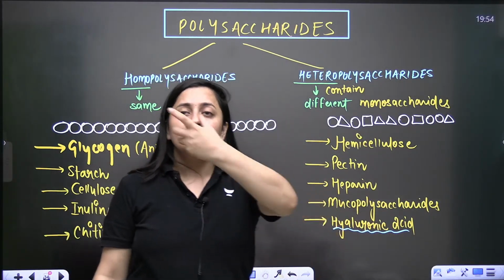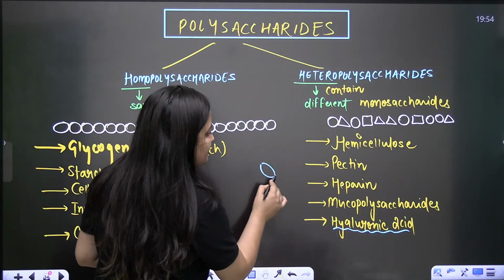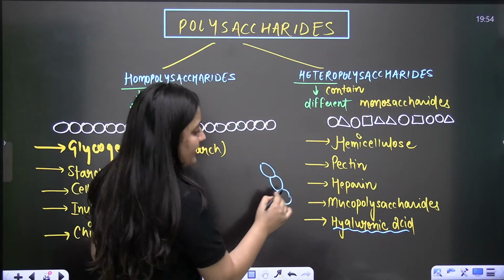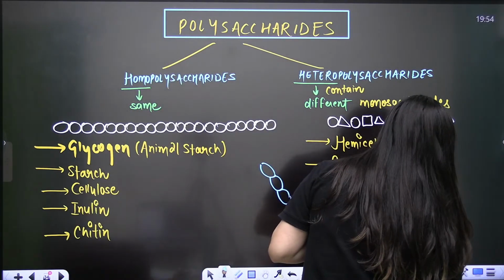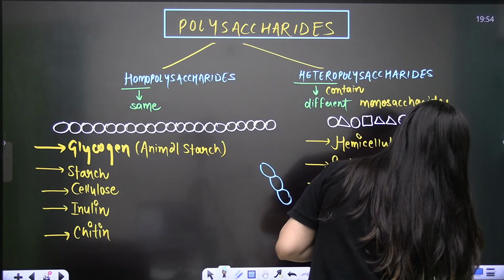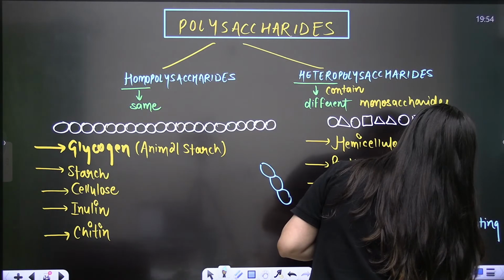Hyaluronic acid, in the human reproduction chapter also I was telling you about it. Basically it's a cementing material, right? In our case it's the animal cementing material. It is going to help in the joining of many cells together. So it is animal cementing material.